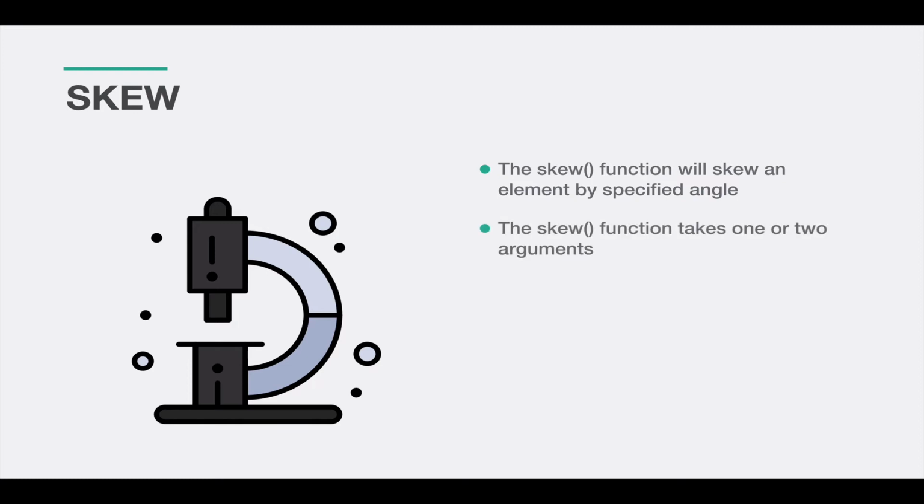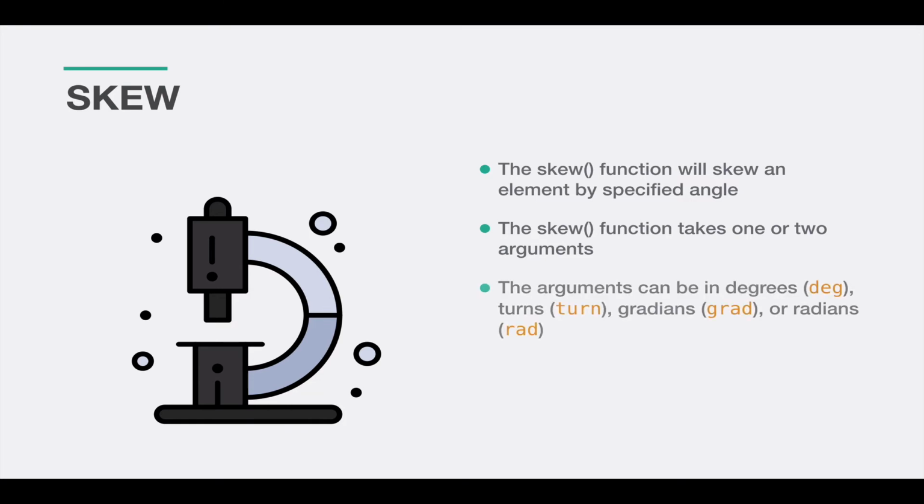Last one is skew. Skew is probably the one you're going to use the least, because what it does, as the name suggests, is skew your element at a specific angle. Makes it go at an angle, lean a little bit. So the skew function takes 1 or 2 arguments again, and these are angle units, so you can use any of these units: degrees, turns, gradients, or radians. Arguments can be positive or negative, and it will affect the way the shape leans.